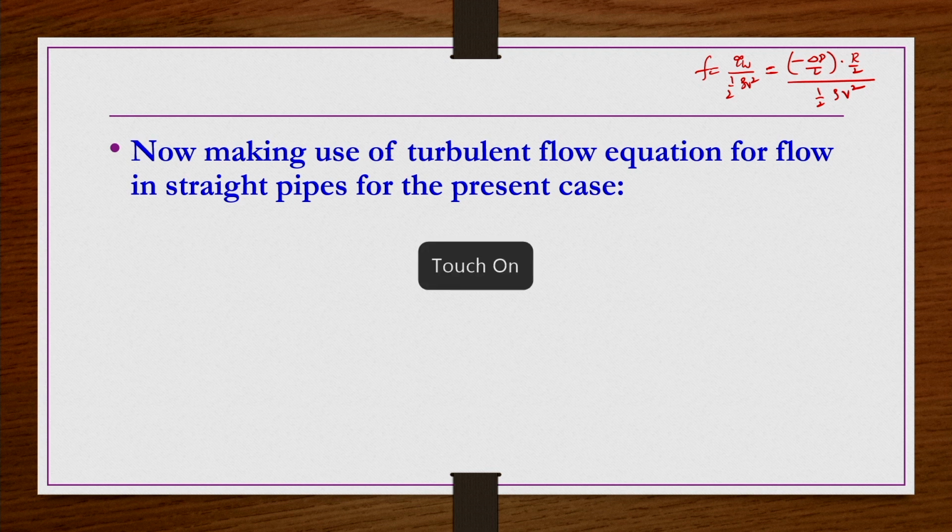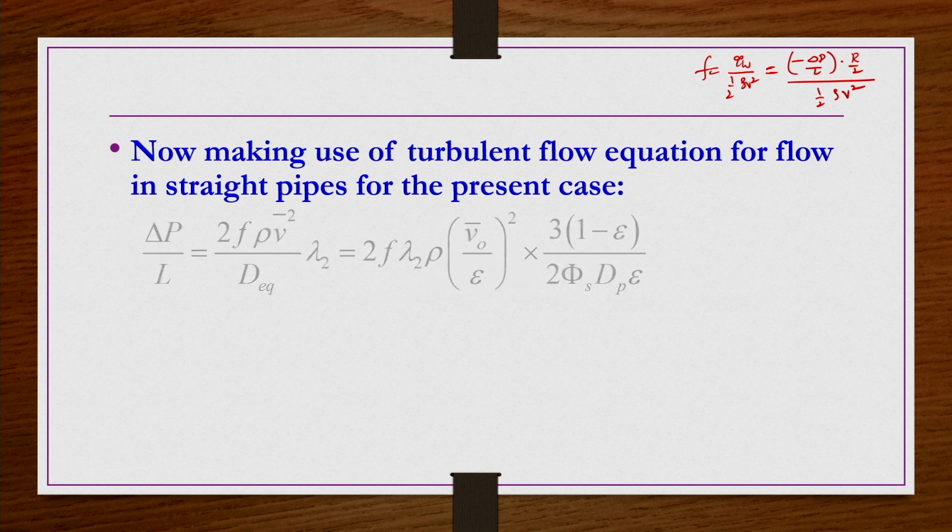So, that relation, if you rewrite it in this form, delta P by L is equal to 2 f rho V square divided by D equivalent. So, this R we can write as D by 4, or D equivalent by 4. Then we have these equations.